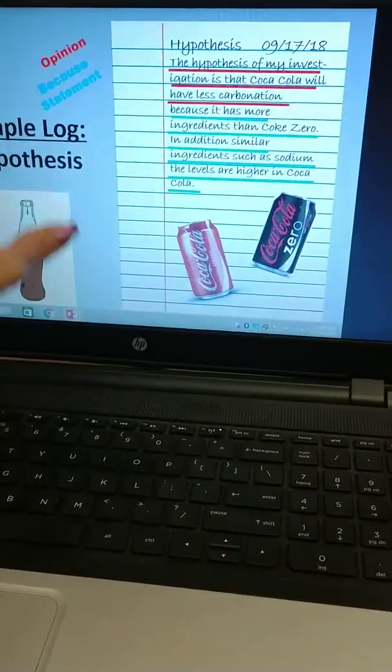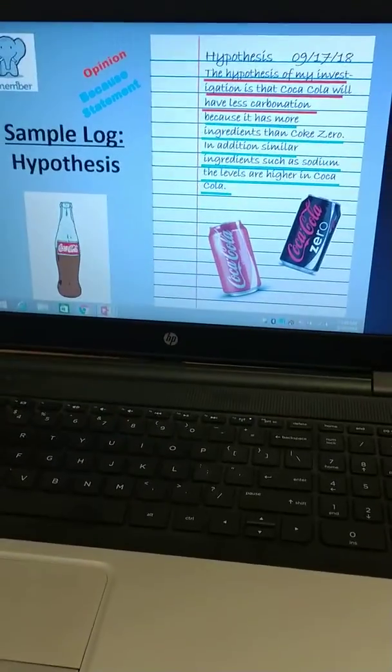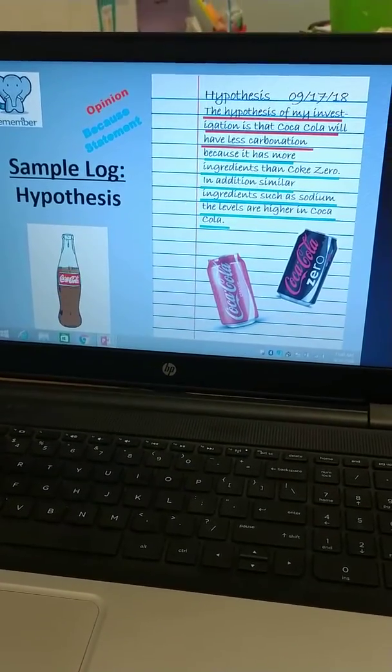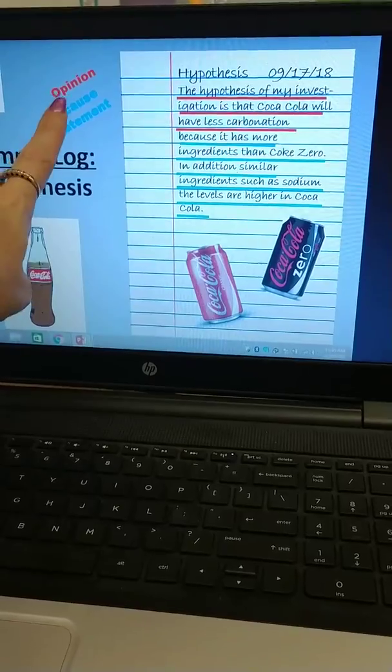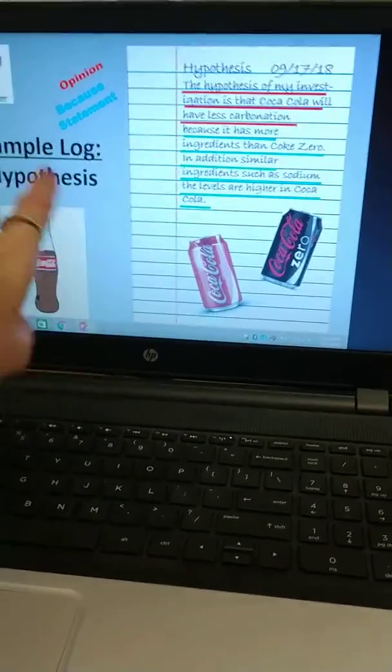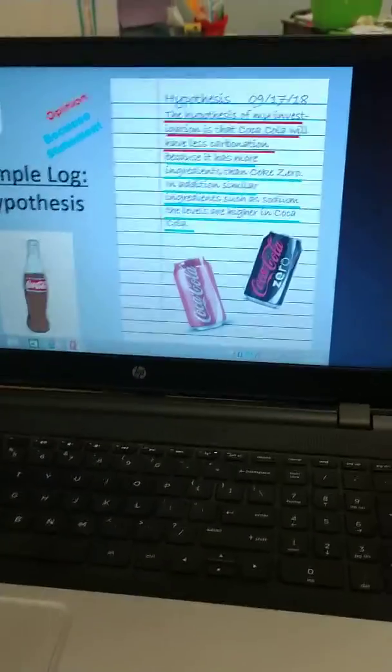And then we wrote a little note on the board that the kids were supposed to put in their notebook that says a hypothesis should state your opinion on what you think will happen and why, your because statement.